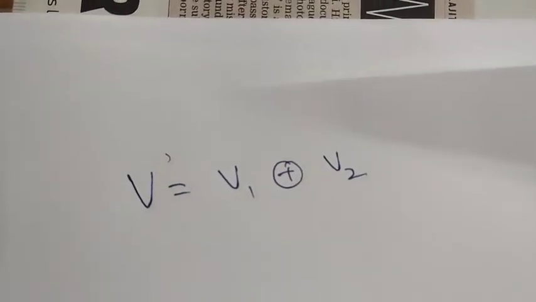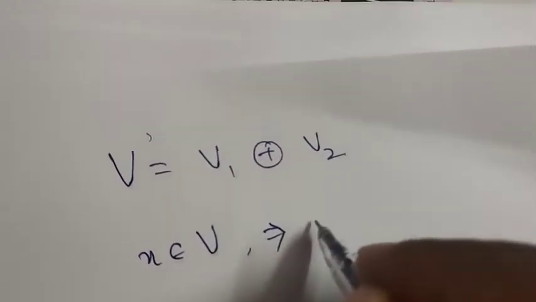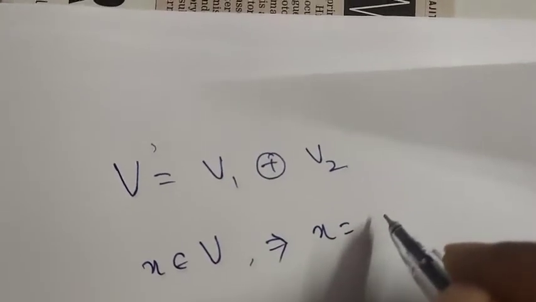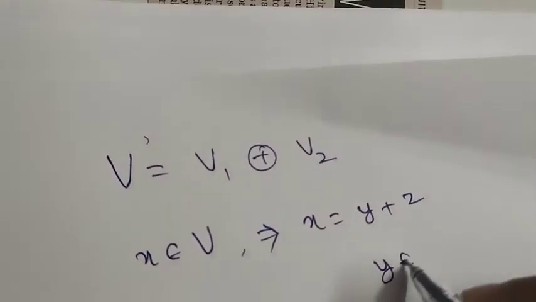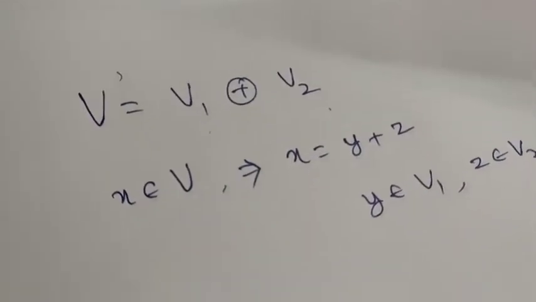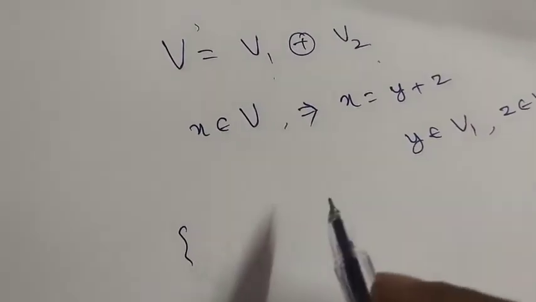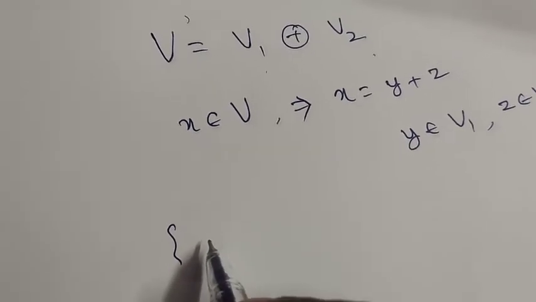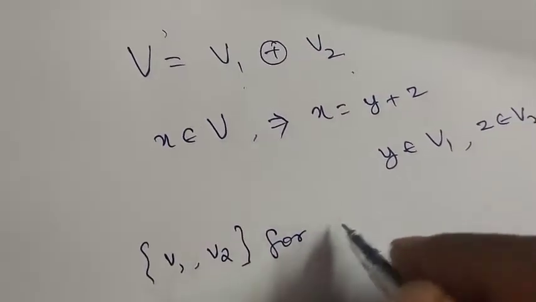If you want more clarity on this, look here. Suppose V is the direct sum of V1 plus V2. Now X belongs to V implies how X looks, by the definition of a direct sum. X is equal to Y plus Z, where Y belongs to V1 and Z belongs to V2. Now these are subspaces. Let us take the basis of V1. Suppose V1 is of dimension 2 only, and you take the basis to be V1, V2. The first one is for the V1 basis.